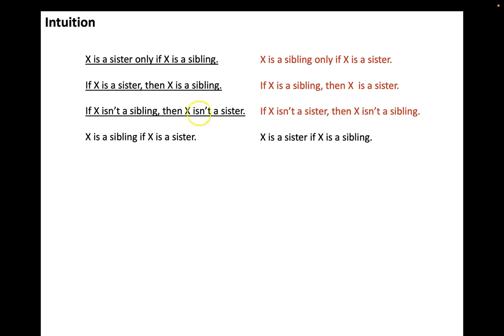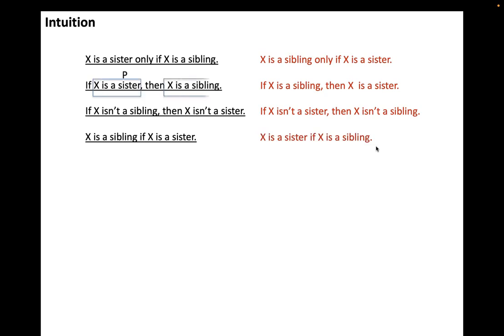Well, let's start on the left this time. X is a sibling if X is a sister. Well, that's right, because it says you've got to be a sibling if you're a sister, which is true. So that's true. What about the one on the right? X is a sister if X is a sibling. Well, that's saying that if you're a sibling, you've got to be a sister. It's saying, look, you are a sister if you're a sibling. But that's not right, because I'm a sibling and I'm not a sister. So that one's false. Okay, so why are we going through these as true and false?